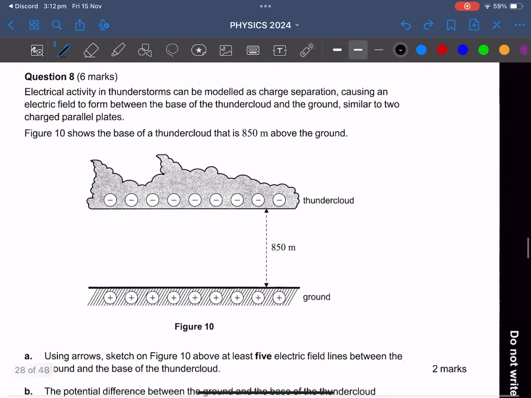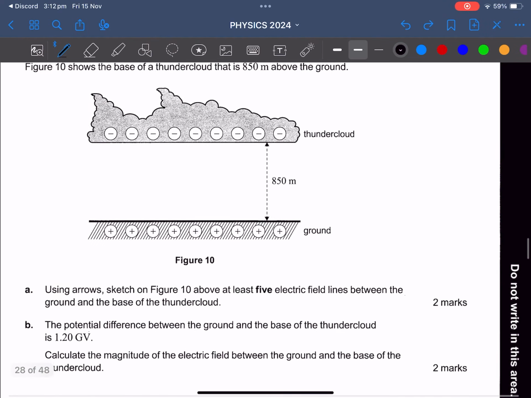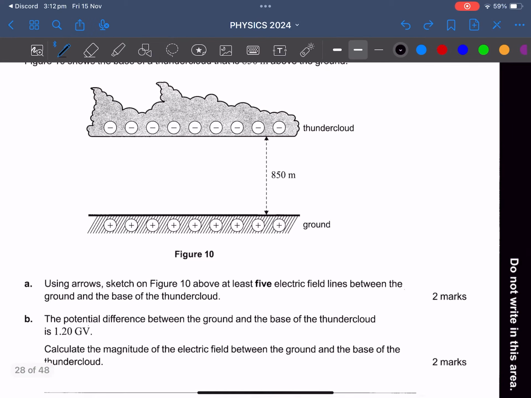So electrical activity in thunderstorms can be modeled as charge separation causing an electric field to form between the base of the thundercloud and the ground, similar to two charged parallel plates. Figure 10 shows the base of a thundercloud that is 850 meters above the ground. Using arrows, sketch on figure 10 at least 5 electric field lines between the ground and the base of the thundercloud.